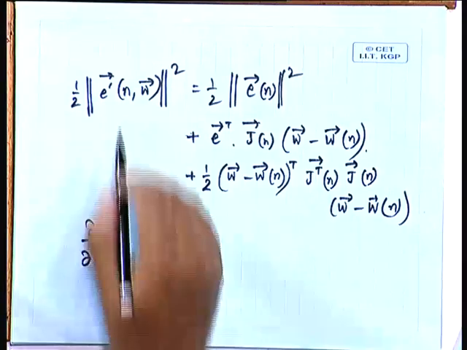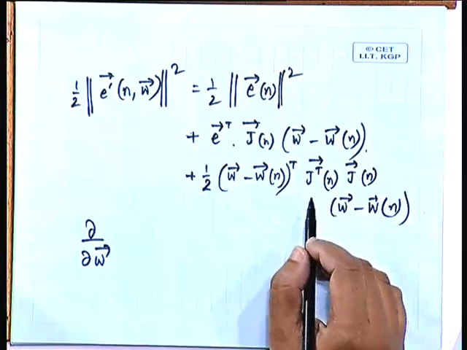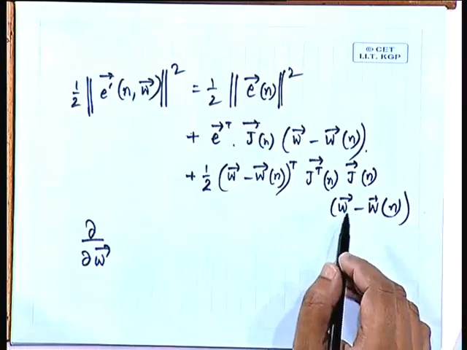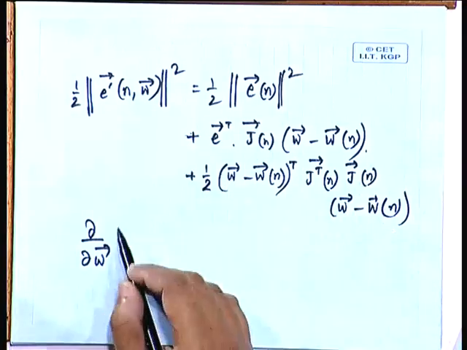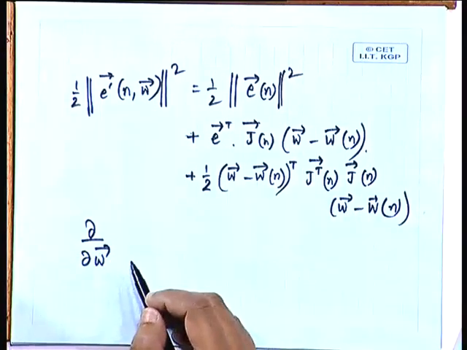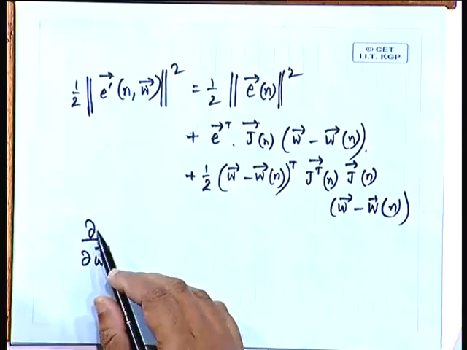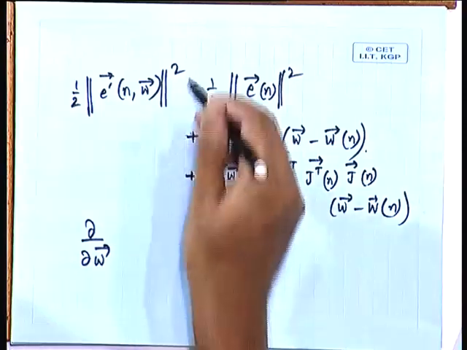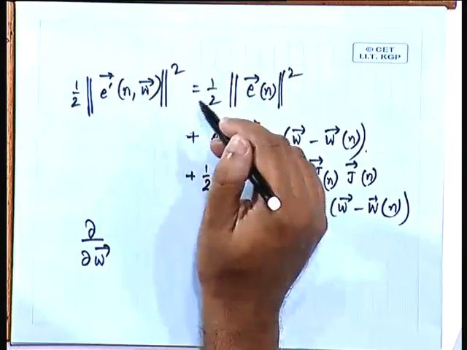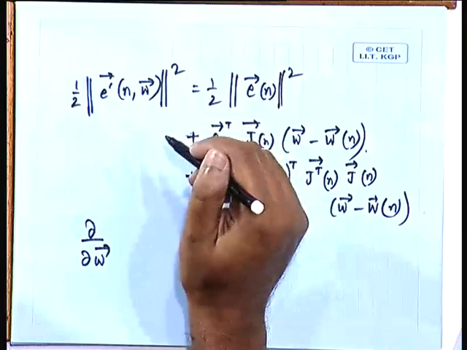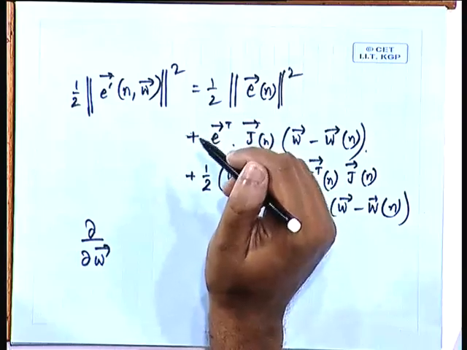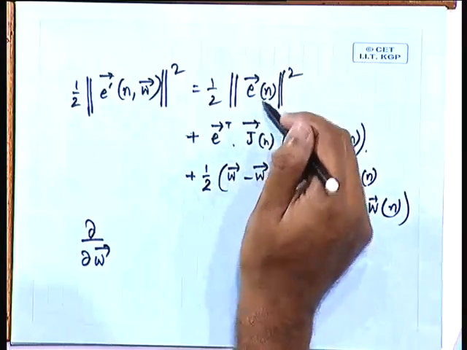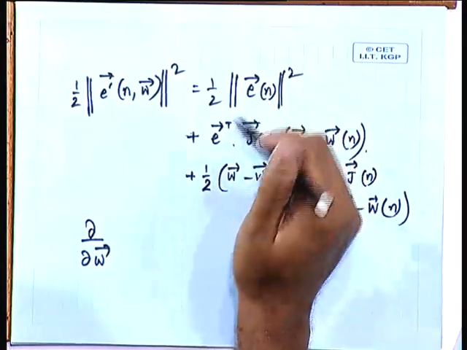Now, here all these things will be differentiated. This is actually a scalar expression, and we are differentiating this with respect to W, right. Then this term is there, and this expression is going to be equal to 0.